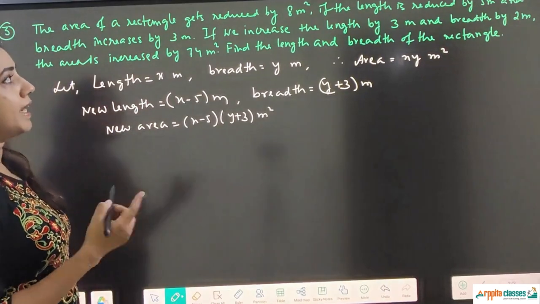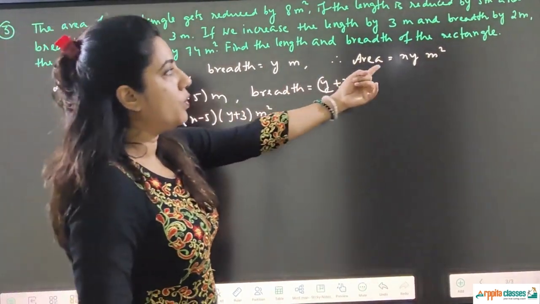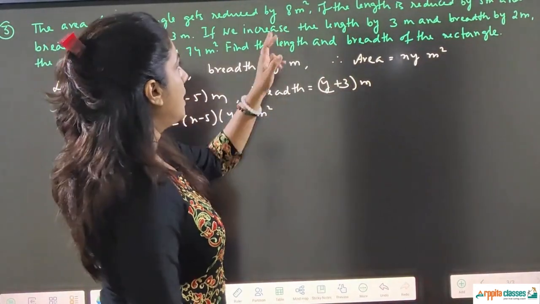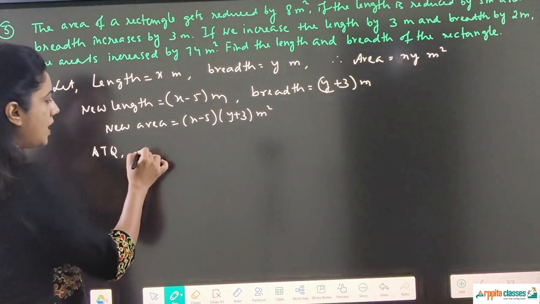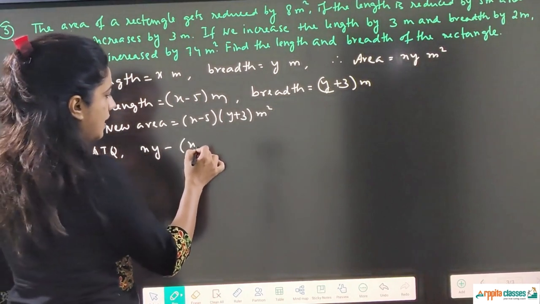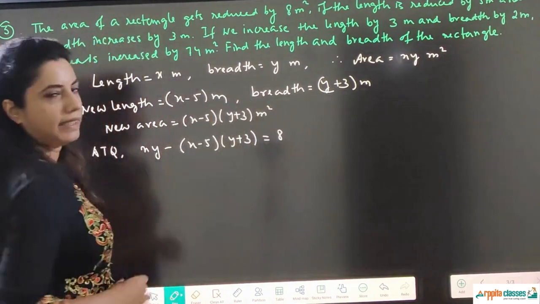They are saying the area gets reduced, which means the area we got right now is reduced from the original area by 8 meter square. So my equation will become the original area minus the new area, and that is equal to 8.